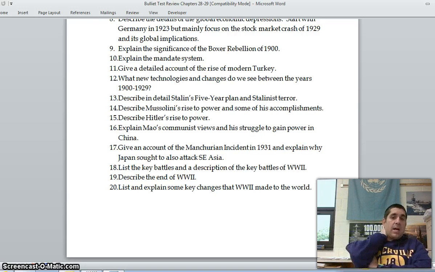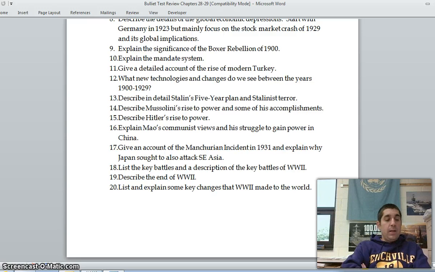16, Mao's communist views as he struggles to gain power in China. Mao's communism relies on peasants, not industrial workers like Russia. Mao encouraged women to organize. He banned arranged marriages. He banned foot binding. He allowed divorce. So Mao is seen as a champion in some aspects because he increases the rights of women in China.